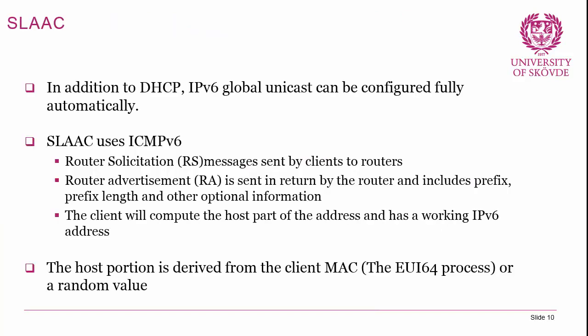So let's move on to IPv6, and in addition to using DHCP, the global unicast address in IPv6 can be configured fully automatically. As you know, the link local addresses are always assigned automatically, basically, unless you explicitly assign them. But you can also use the SLAAC process to configure global unicast addresses. And this works by using ICMP version 6. And there are some packets that we have to know about.